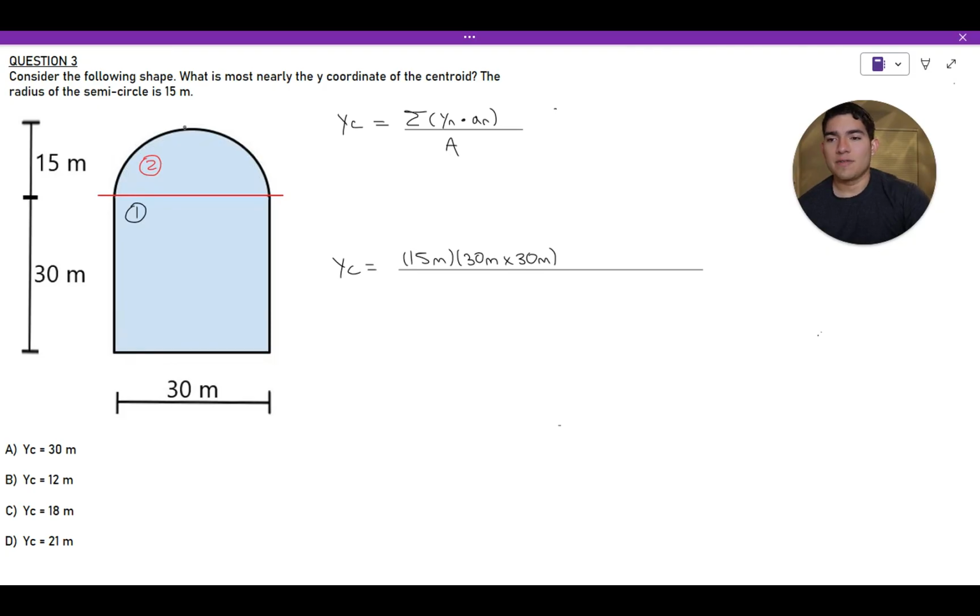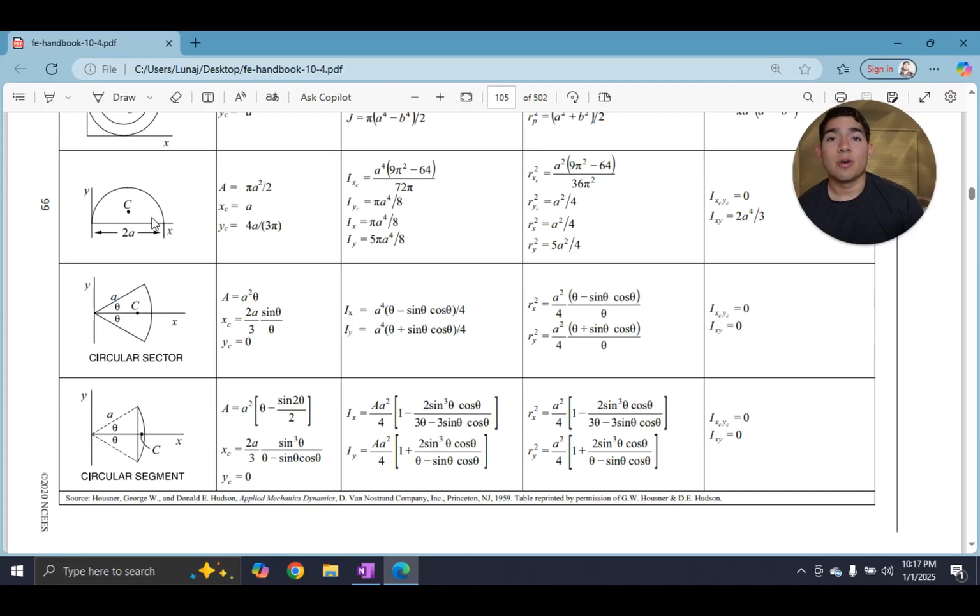Dealing with that rectangle was pretty easy. However, we also have this semicircle. We haven't dealt with one of these yet. However, we can find some very useful information in the FE reference manual. Here we are on page 99. As you can see, we have some formulas for a semicircle: the formula for the area and the x coordinate and y coordinate for the centroid. Let's grab this information, take it over to our notes, and see how we can use it to solve our problem.